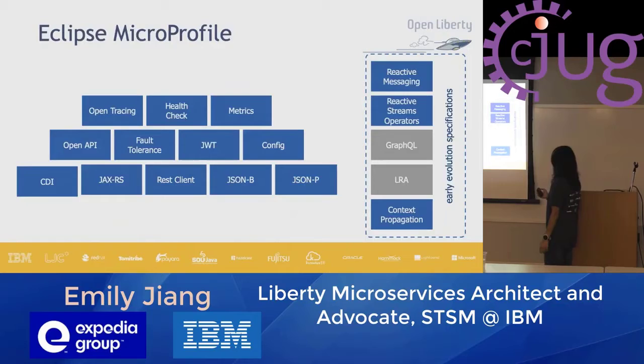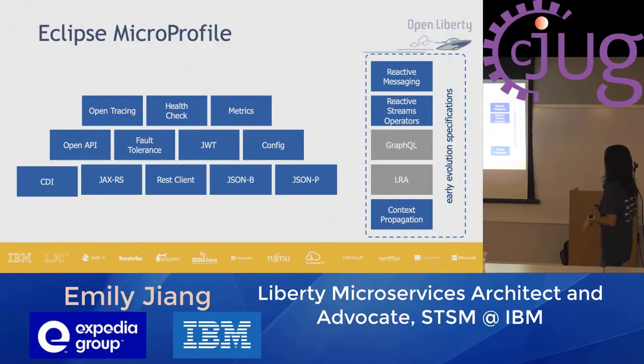Okay, up to now, I pretty much went through all of the MicroProfile capabilities. And MicroProfile is still under active development. We have more APIs in the making. And recently we released reactive messaging, reactive stream operators, and context propagation, and also the LRA. This is for transaction, long-running action. And this is the query language, GraphQL. So they are to be released, hopefully next month also.